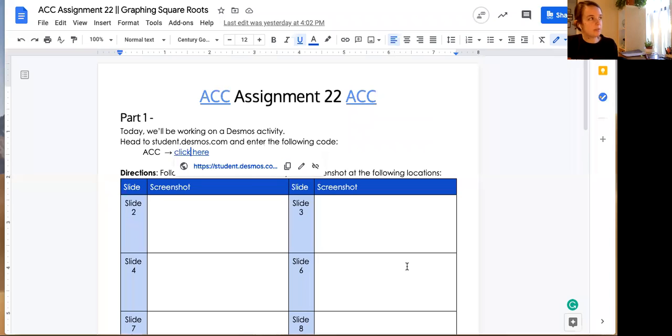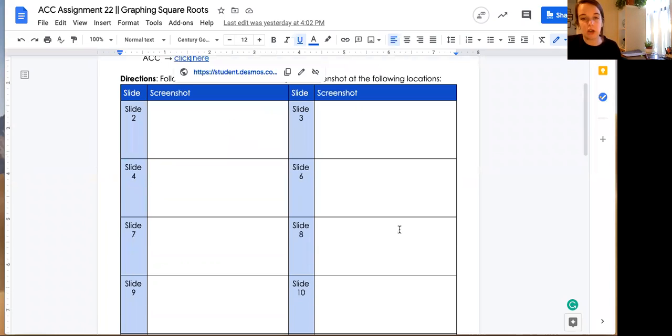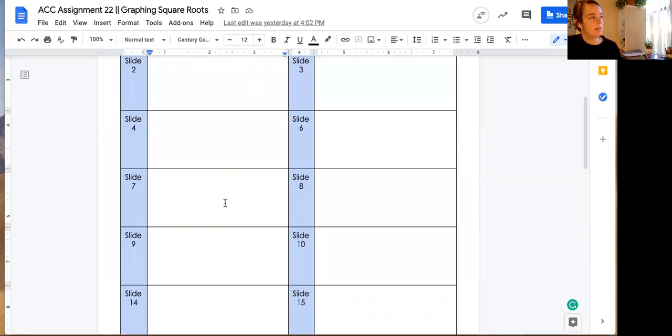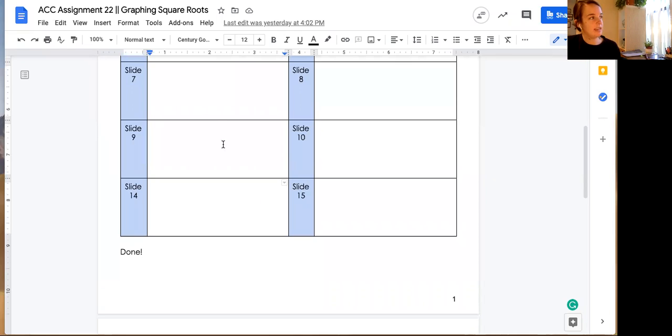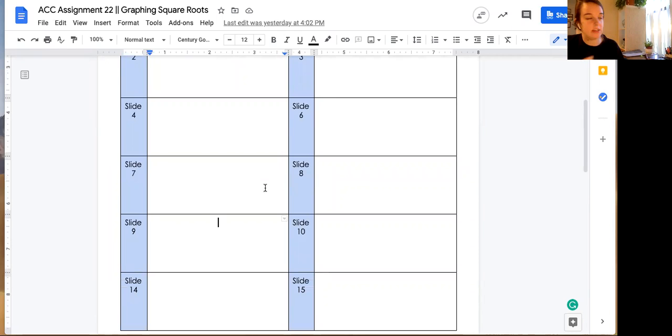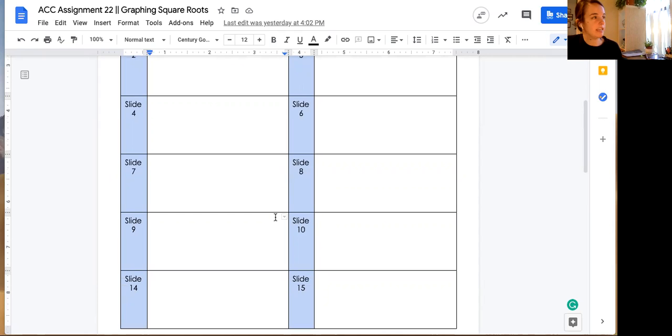What you are turning in is this page here. I know some of you are probably screenshotting as you go, but what you're going to turn in so that you know you have it done is this slide. You're just going to take a screenshot for whichever slide it says to take a screenshot of. That is what you're turning in today.